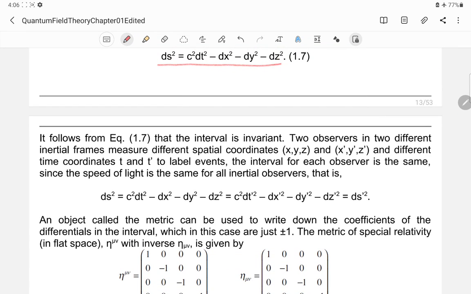So it follows from this equation that the interval is an invariant, meaning that it does not change.